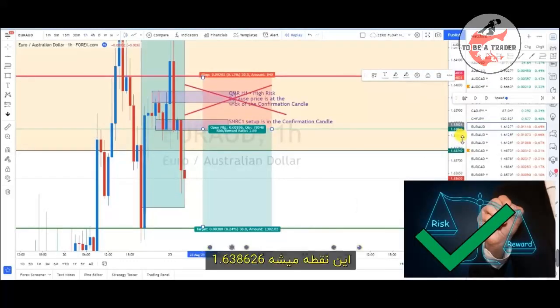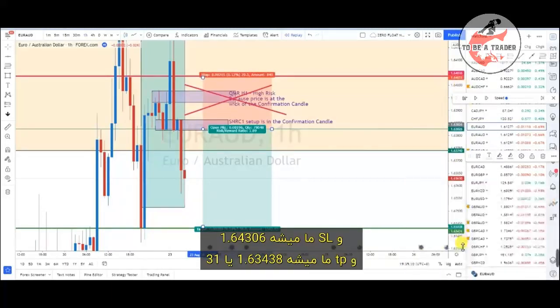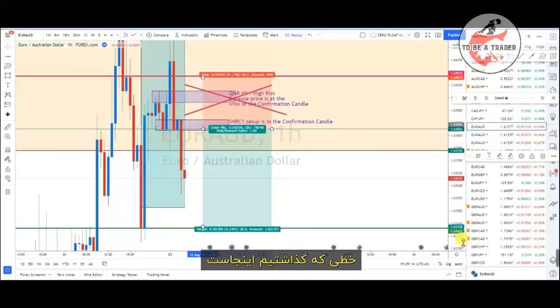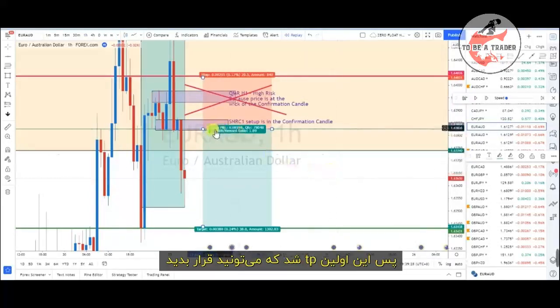Okay, guys, it will be 1.63826, and then our SL will be 1.64036, and our take profit will be 1.63438 or 31. Okay, 31 is the line, 8 is the thing that we put here. So now our risk reward is good, because the reward is higher than the risk. So this is the first TP that you can put.